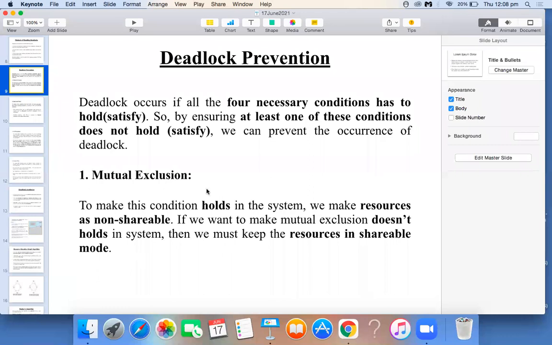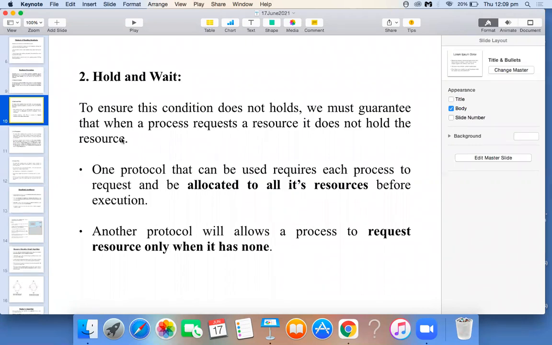We have learned these things in the last class, how mutual exclusion can be avoided in a system, by making resources shareable. Next we learned hold and wait, how we can ensure that the hold and wait condition is not satisfied in our system. If any process requests a resource, then all the resources which are available in the system should be given to it, okay? That is the first method of avoiding hold and wait.